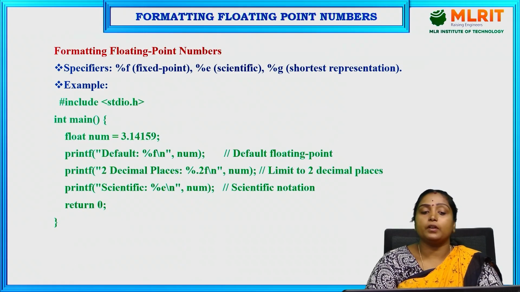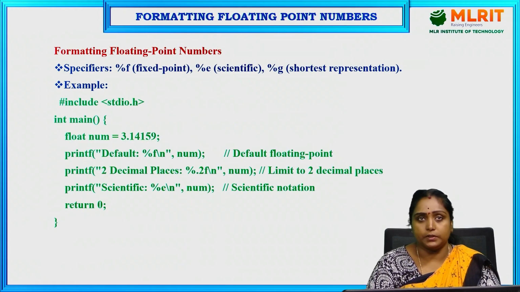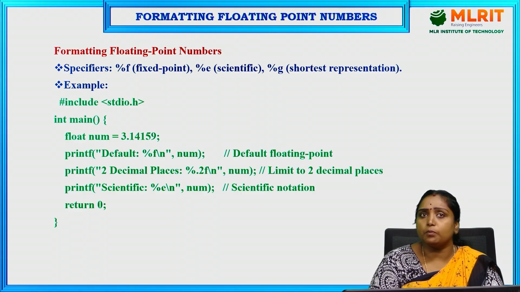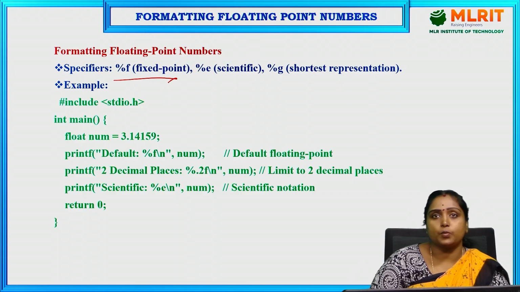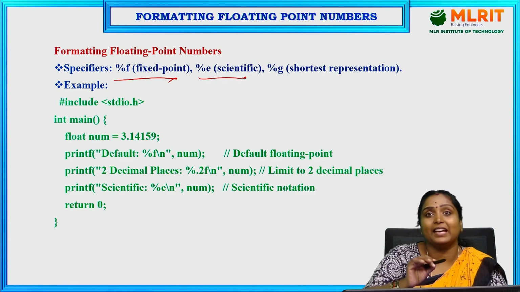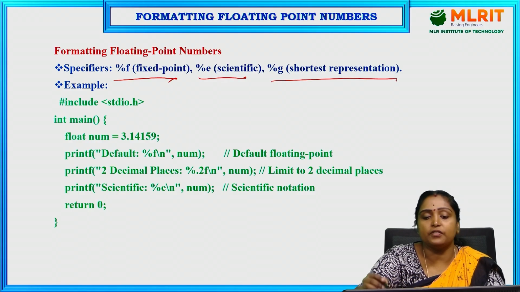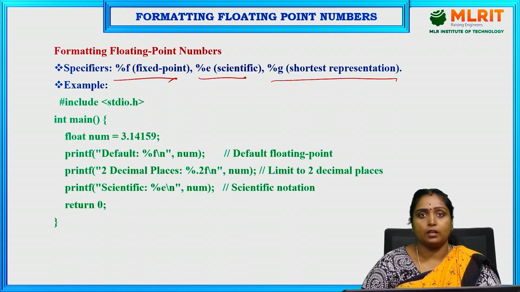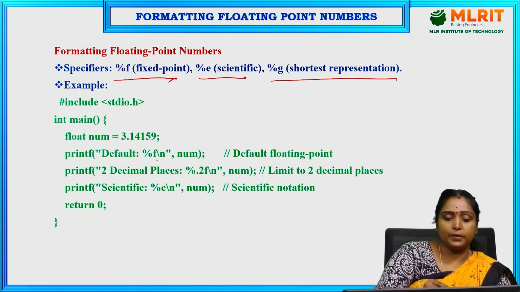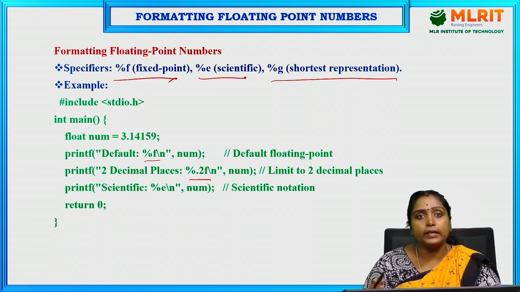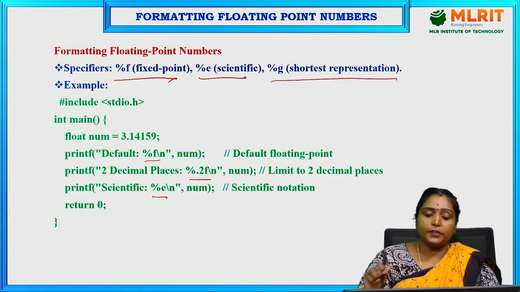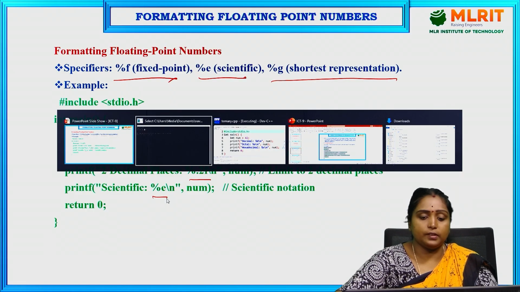Coming to formatting floating point numbers, you can use %f for fixed point, %e for scientific numbers, and %g for the shortest representation. So here I am using %.2f, which will limit it to only 2 decimals, and for scientific notation, %e. So we can use this one.